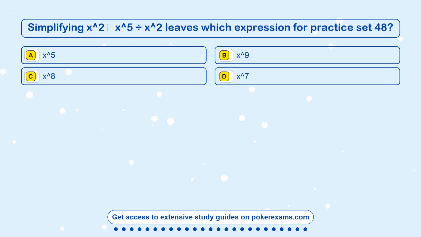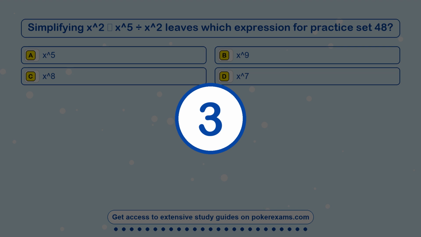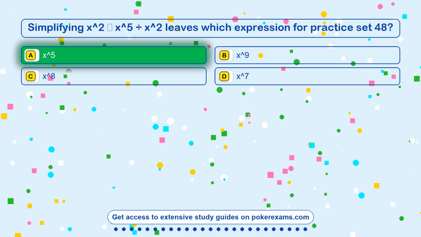Question 6. Simplifying x^2 times x^5 divided by x^2 leaves which expression for practice set 48? Option A x^5. Option B x^9. Option C x^8. Option D x^7. The correct answer is option A, x^5.